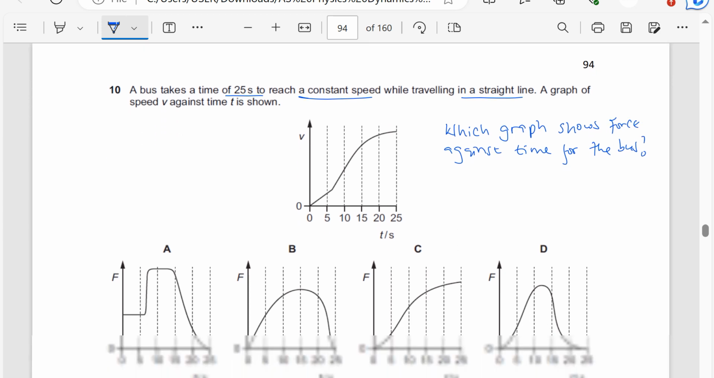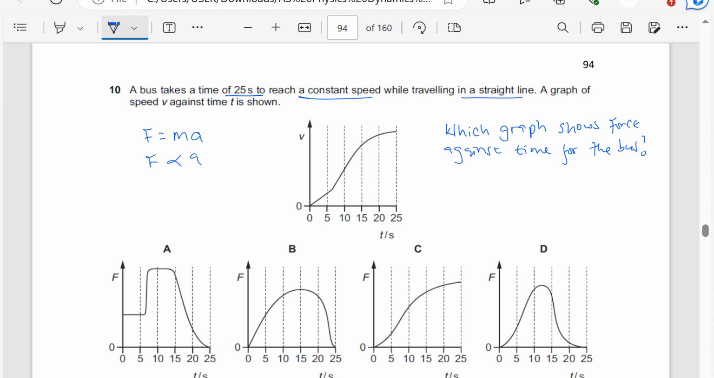So if it reaches constant speed, you know that force is equal to mass times acceleration, which means the force is directly proportional to the acceleration. At constant speed, the acceleration is 0. It means the force should go to 0. So at this point, at constant speed, acceleration goes to 0, so F should go to 0. When acceleration tends to 0, F should tend to 0, so the graph should be going to the 0 axis. So we ignore C. We now remain with A, B, and D.